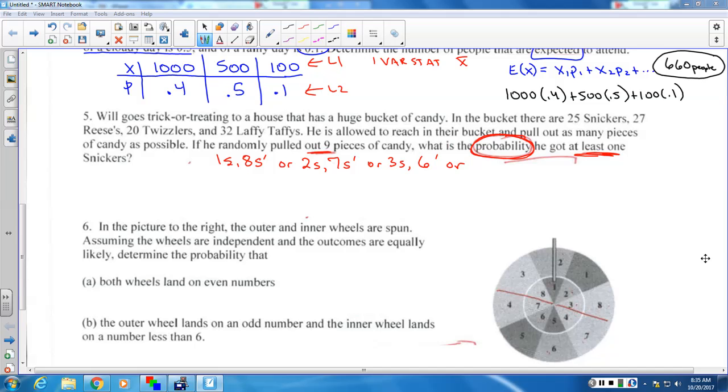So the one thing, if he wants at least 1 Snickers, what's the one thing he didn't want to happen? No Snickers. So since it's a probability, I'm going to work backwards. 1 minus the probability of what we don't want to happen, which is 0 Snickers, and all 9 are not Snickers.